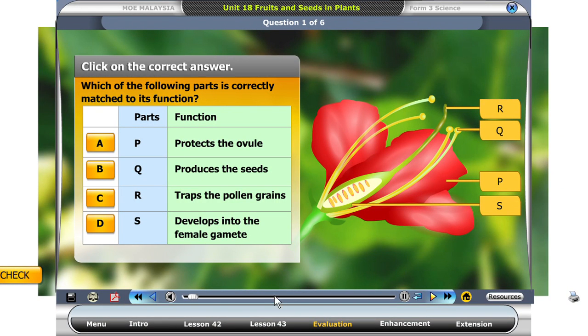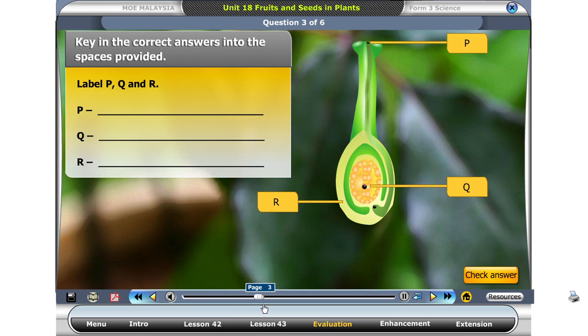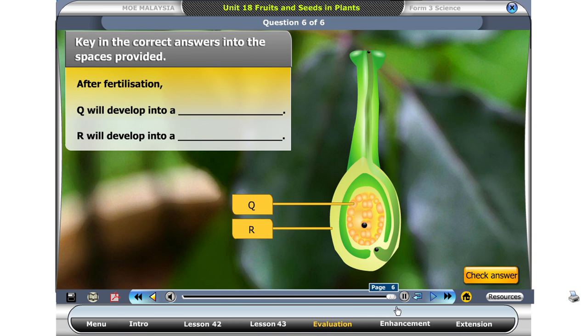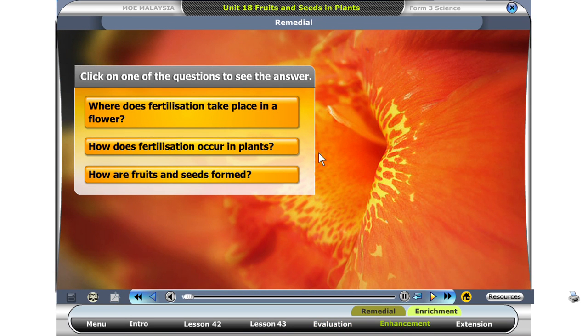Which of the following parts is correct? Click on one of the questions to see the answer.